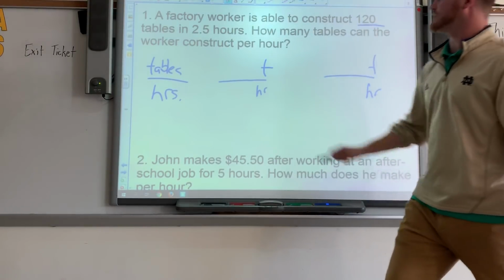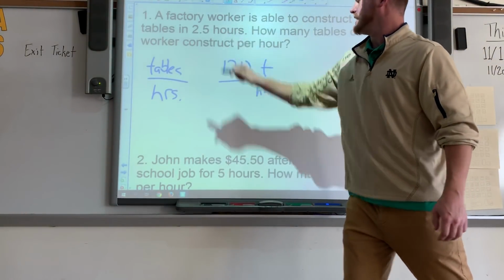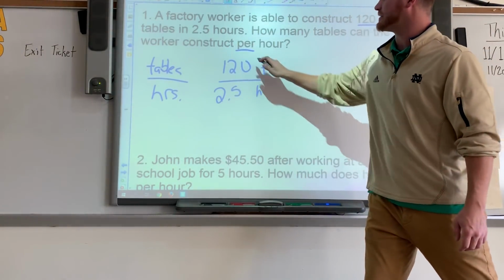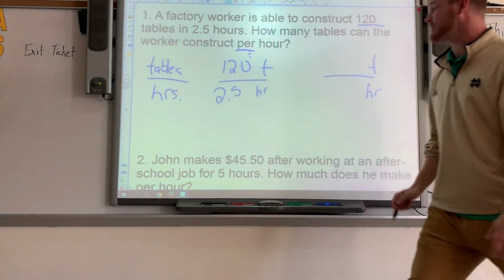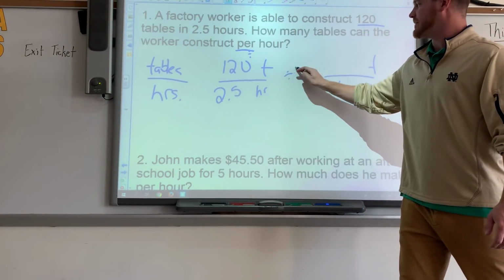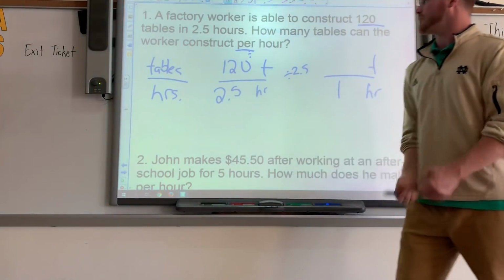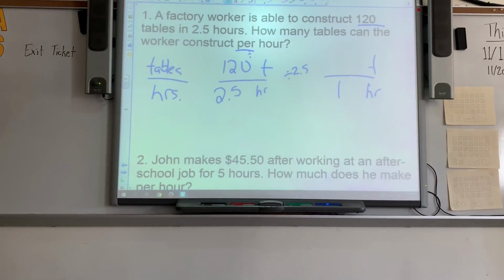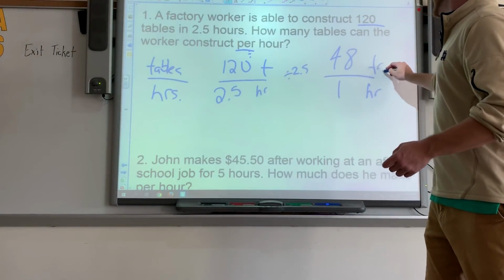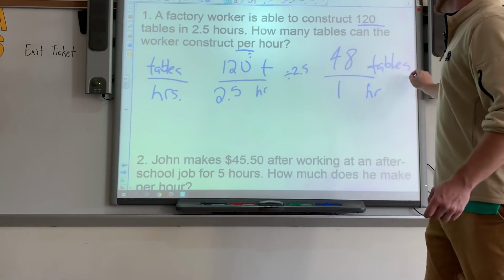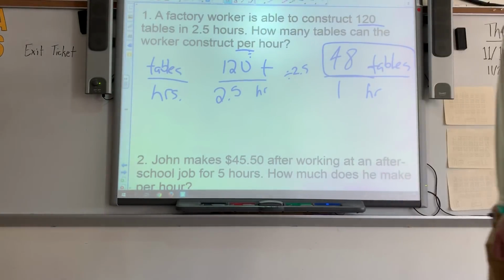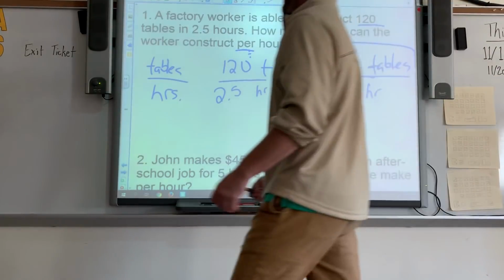So what is our rate? Well, it's 120 tables in 2.5 hours. We're looking per hour, so it's going to be something divided by hours. So for 1 hour, you do divided by 2.5, the denominator, of 120 divided by 2.5, and that should have given us 48. So that means this company is averaging, or constructing, 48 tables per hour.